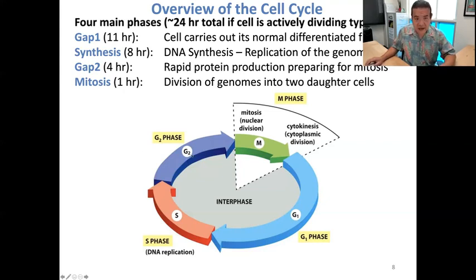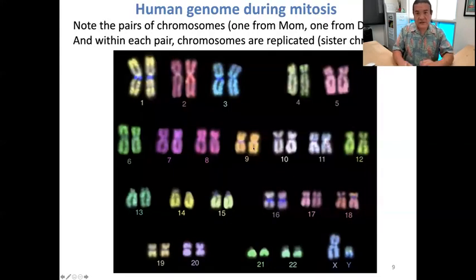Then G2, or GAP2, during this 4-hour phase, the cell starts producing or expressing certain sets of genes that it's going to need to make protein products of, because those proteins are going to be really important for mitosis. And then the 4th phase is mitosis itself. And mitosis actually happens pretty quickly. Once mitosis starts, if everything goes well, the whole process takes about 1 hour. And we will then focus in and take a closer look at the different parts of mitosis. But first, let's look at this.